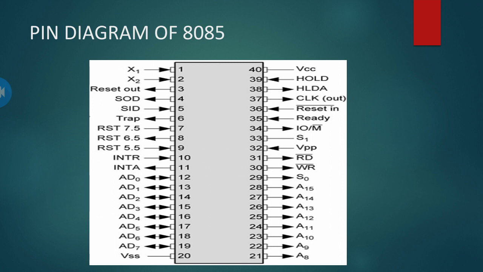So students, I have explained all the pins in a very detailed form because this is a very important question of exam. They can ask you any of the pins, and they can also ask a combination of pins, like AD0 to AD7, A8 to A15, S0, S1, IO slash M bar. So you must know all the pins in detail. So that's all for today. Tomorrow I will explain to you HOLD, HLDA and ALE pin.